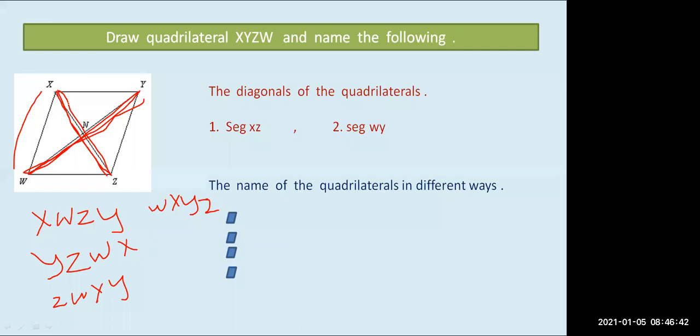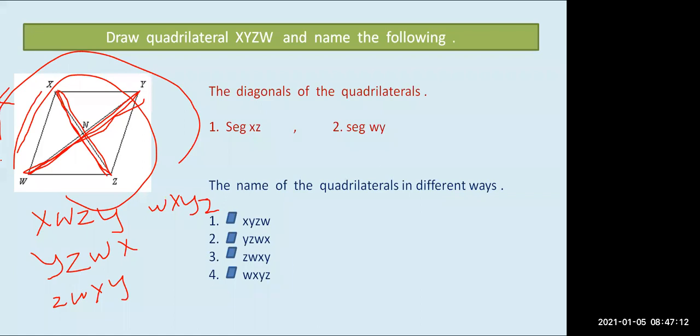See, I can go clockwise also, and I can go anti-clockwise also. You know? We can write the name of a quadrilateral in any form. But the thing is that you have to go in a line. You are not supposed to jump from one alphabet to another. Like from X, you cannot jump directly to Z. You have to follow a path that is given.